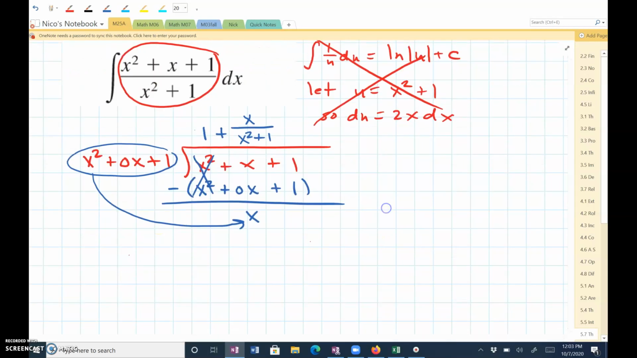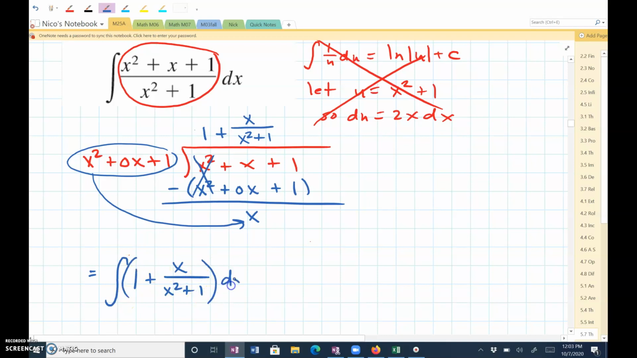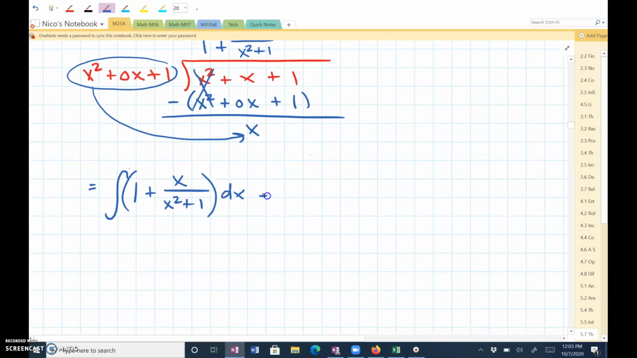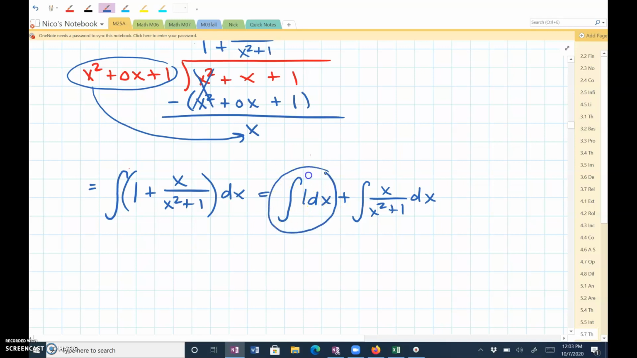So now we were just able to show that this integral is equal to the integral of 1 plus x over x squared plus 1 dx, or the integral of 1 dx plus the integral of x over x squared plus 1 dx. Alright, so we know this integral, that's just going to be x.